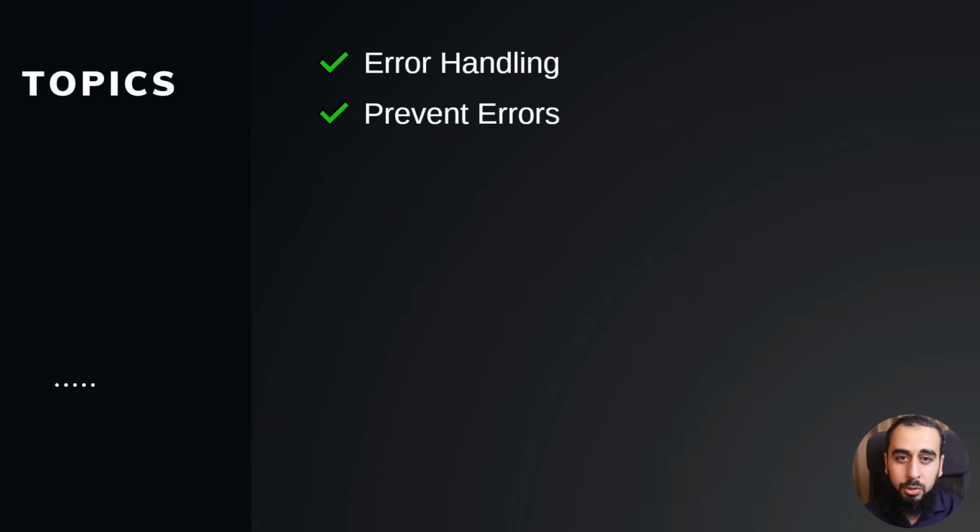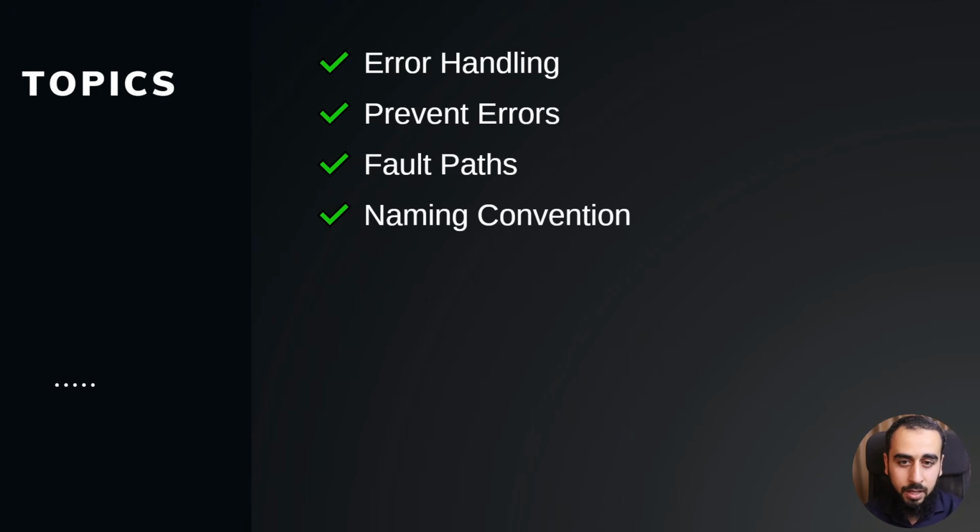We'll also look at error handling, and I like to think of error handling as two pieces: preventing errors and fault path, not just fault path. And I like to think that preventing errors is way more important than fault path. We'll be talking more about that. We'll be talking about naming convention, personal preferences, perhaps, and then we'll talk about the concept of separation of concerns.